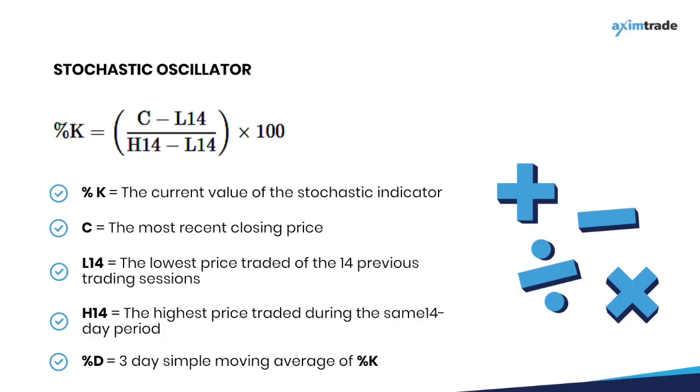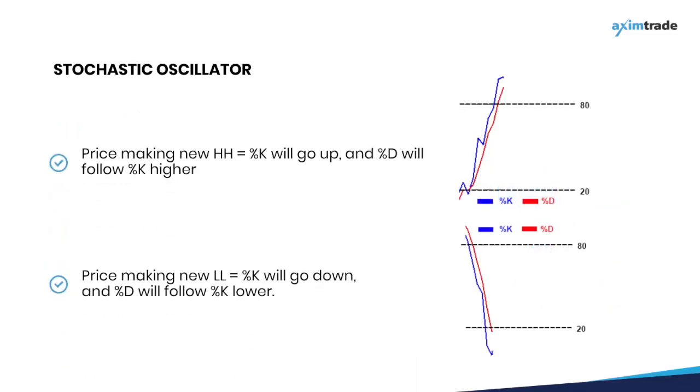The percentage K basically looks at where the market is right now in relation to its range over the past 14 days. Meanwhile, percentage D smooths out percentage K, making percentage K less choppy and less sensitive to the market's daily price changes. Let's look at how this illustrates the market momentum.